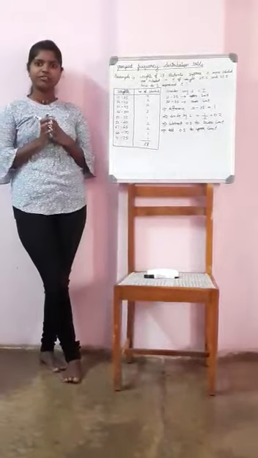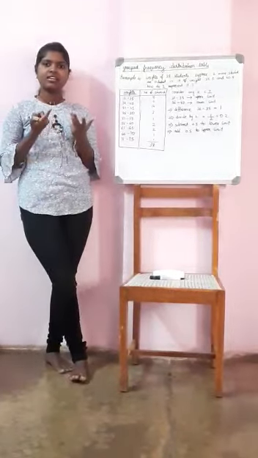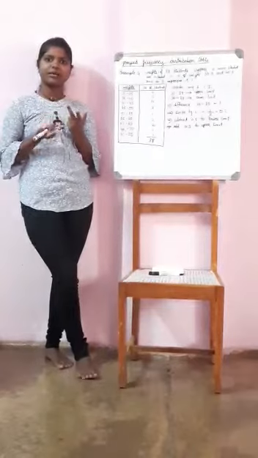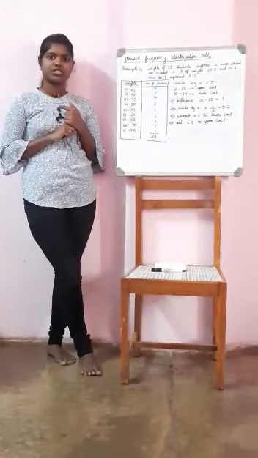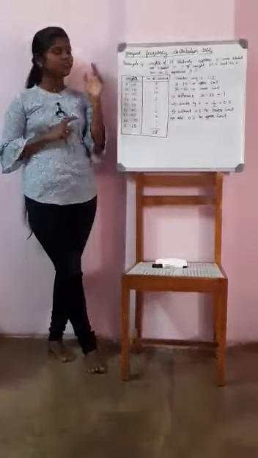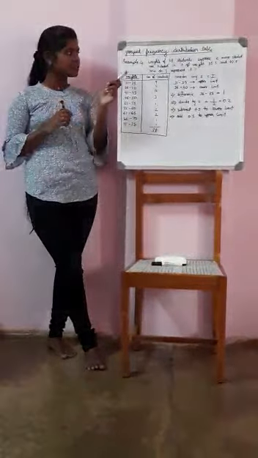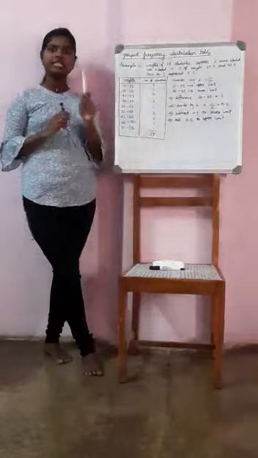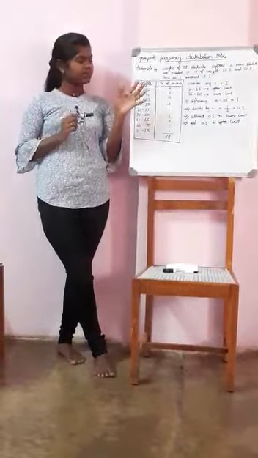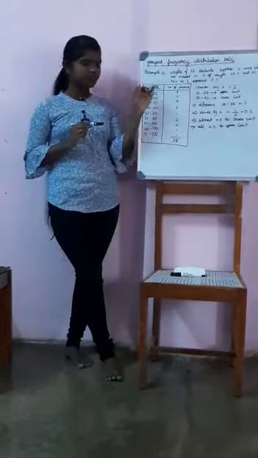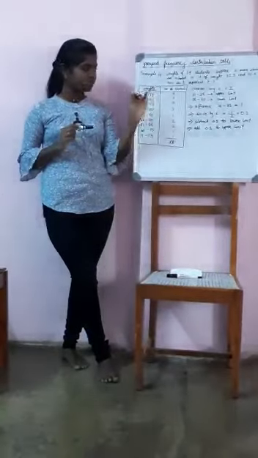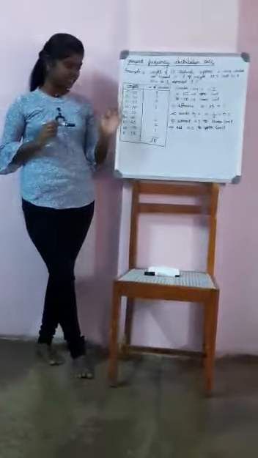In my last video, I told you about raw data, grouped frequency distribution table and ungrouped frequency distribution table. In this grouped frequency distribution table, there is another example. Suppose now I have considered 38 students' weights. Now I have grouped them into 31 to 35, 36 to 40, 41 to 45, etc.